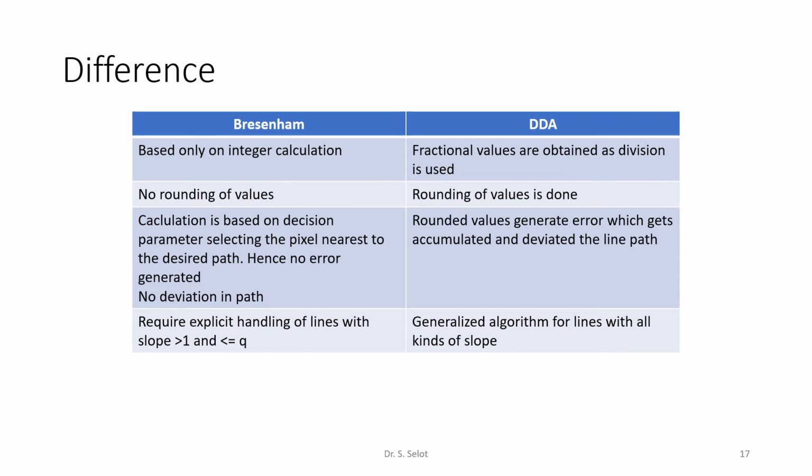The difference between DDA and Bresenham is that Bresenham only uses integer and incremental calculation, whereas DDA uses the division operation and we get a fractional value and hence we are rounding off the values. Bresenham does not use any rounding of the values. Calculation here is based on the decision parameter, whereas in DDA the calculation is not based on a decision parameter. We are using a division operation and rounding of the values. DDA is generalized for all the cases, whereas right now we have only studied lines with a slope less than 1. Other slopes need to be calculated.